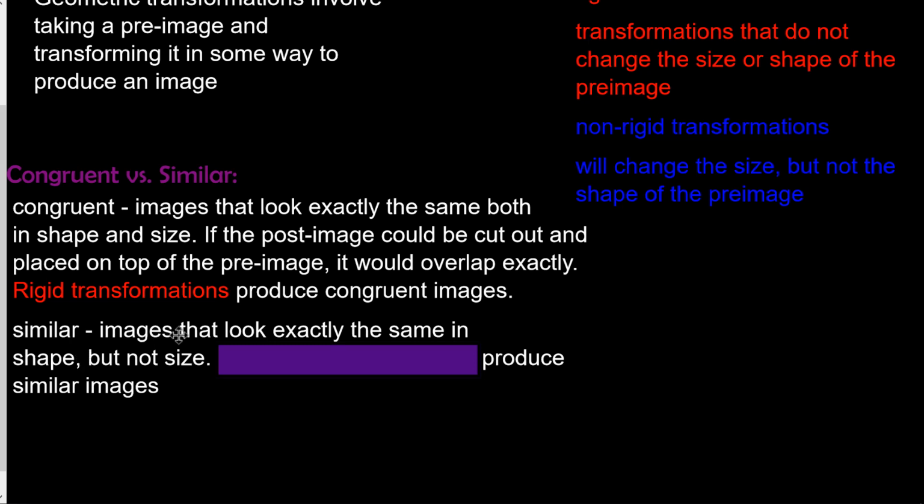Similar images are those that look exactly the same in shape but not size. So non-rigid transformations produce similar images, so that would be dilations. They would look exactly the same, the size would be proportional, but they are not the exact same size, so that would be a non-rigid transformation.